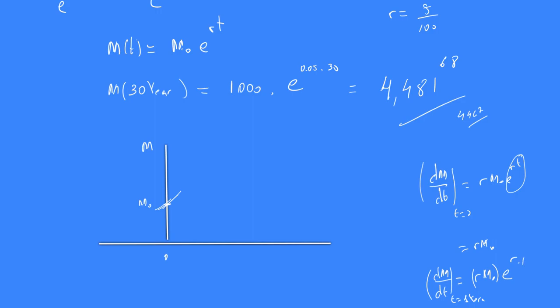So e to the r is e to the 0.05, and e to the 0.05 is bigger than 1, so the slope is bigger at 1 year. And how will the graph look? The graph will look like this, and the slope is changing. Let's make it nicer.